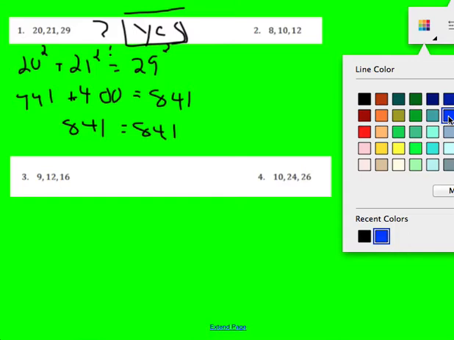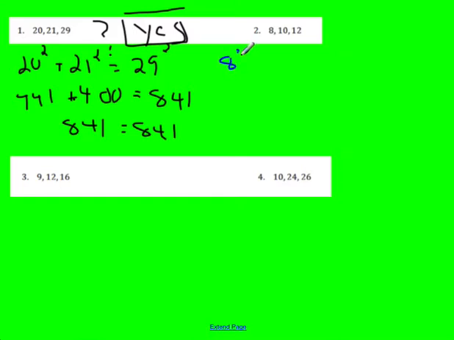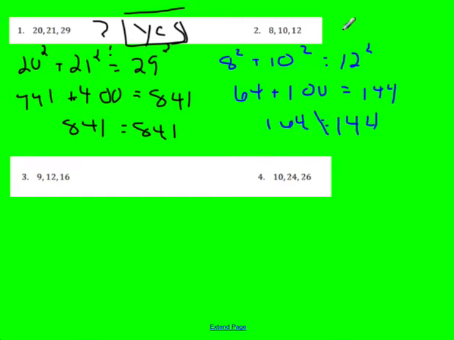So let's check this next one. We're going to have our two shorter sides squared added together, compared to our longer side. So 8 squared is 64 plus 10 squared is 100, and that's equal to 12 squared, which is 144. Does 164 equal 144? No, it doesn't. So this is not a Pythagorean triple, so no.